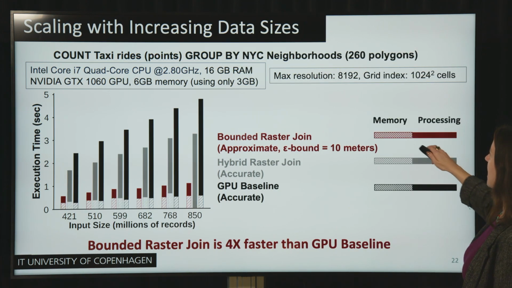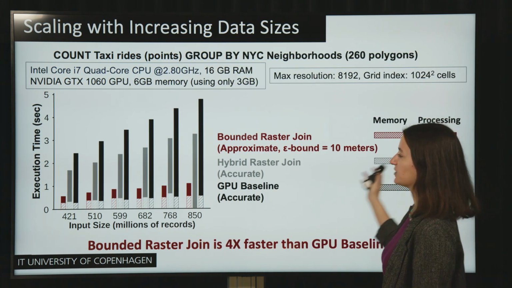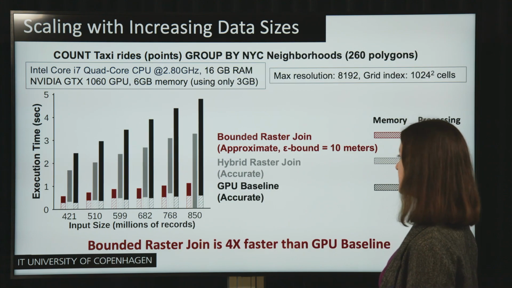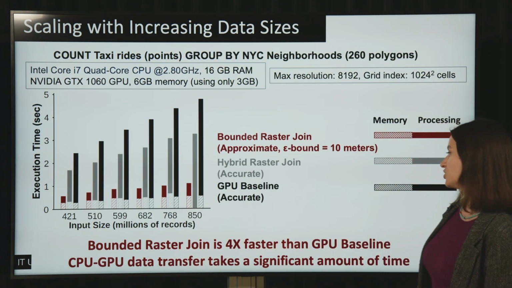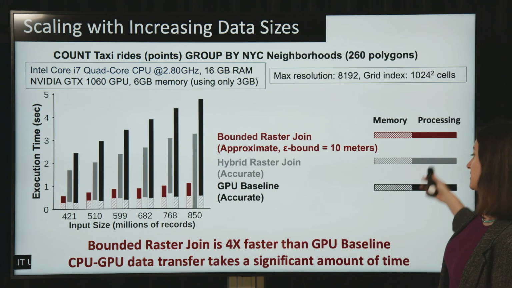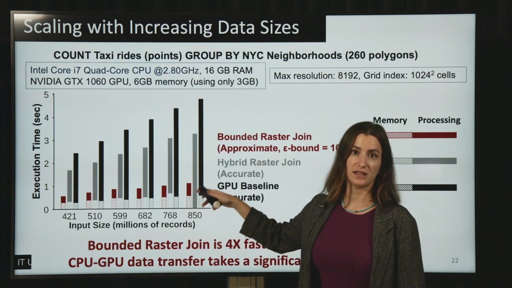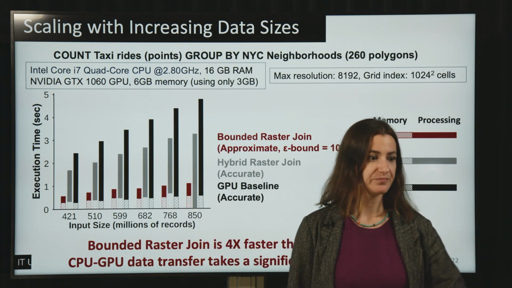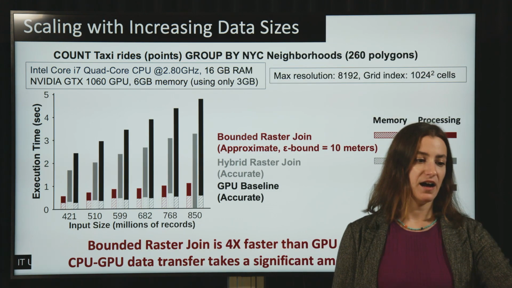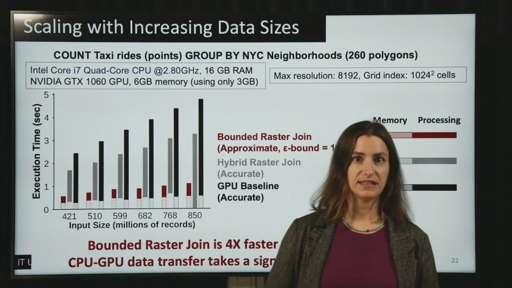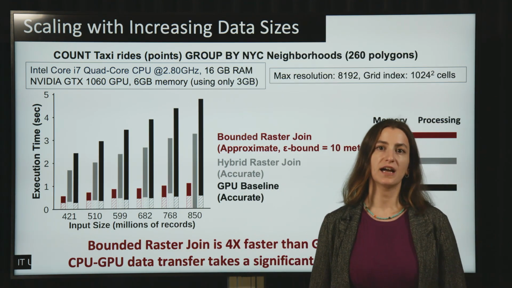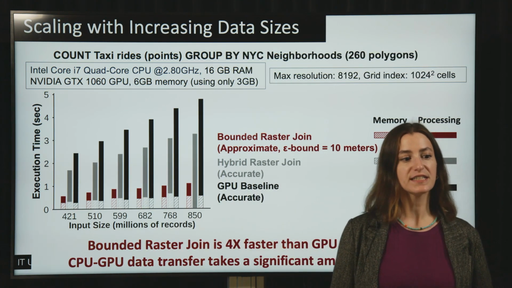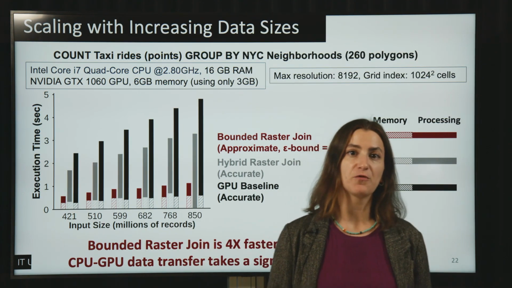If we look at the breakdown of how much time it takes to transfer the data and how much is the pure processing time, we can see that in the case of the bounded raster join approach, the transfer time dominates, at around 50% of the overall execution time. We expect that as we are getting faster interconnects from the main memory to the GPU, this transfer time will naturally decrease, and so will the overall execution time of this approach as well.